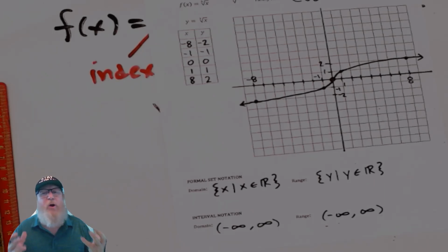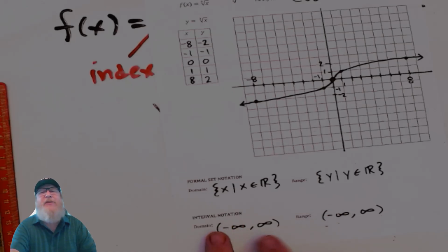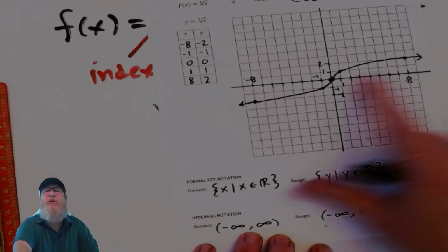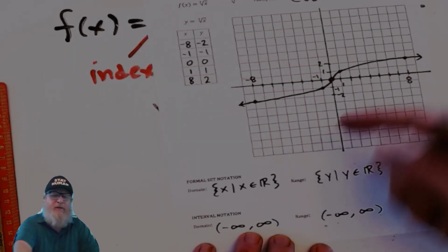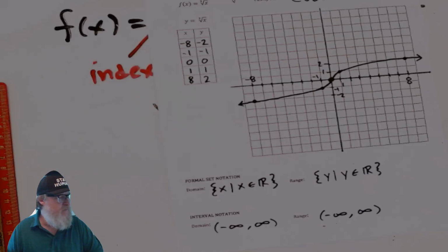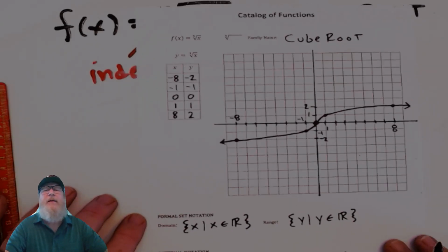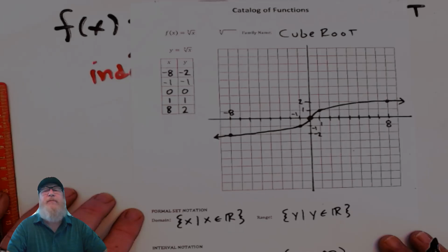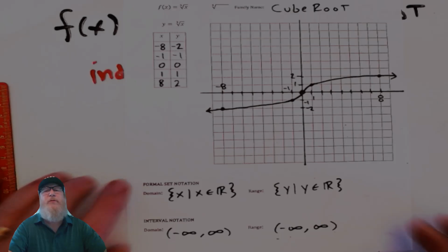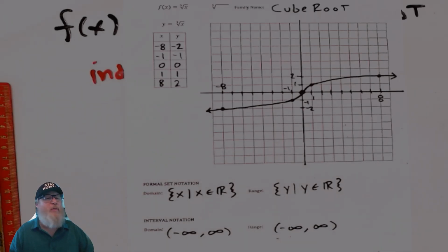I like to say the word open. It means that you're not actually including infinity and negative infinity. You're approaching them. That's what the arrow means. You're approaching positive infinity, or you're approaching negative infinity, but you'll never get there. You just keep running and running. All right, there you go. That's your catalog of functions, the cube root, for your enjoyment.